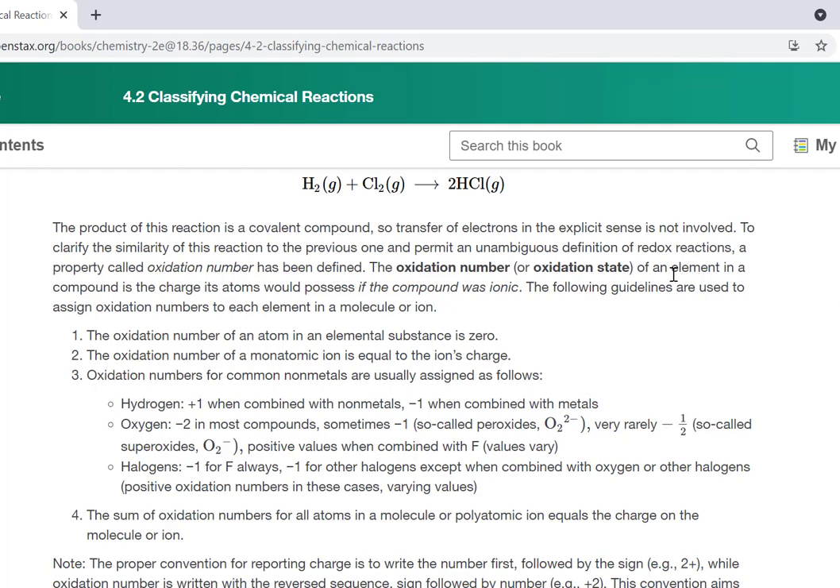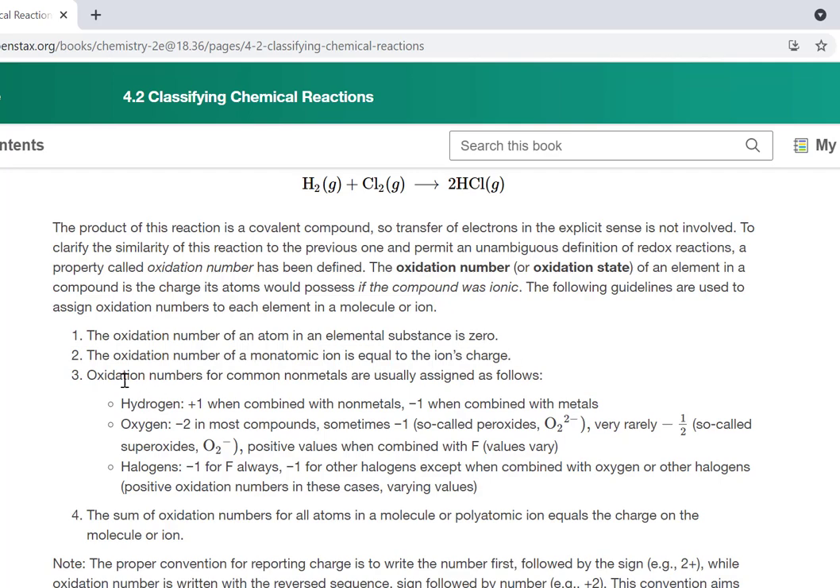You'll notice I said elements, so we're assigning the elements oxidation numbers. When we have a compound, we have to look at each element within the compound. So the first one is that if you have an atom in its elemental state, it is always 0. So anything by itself essentially will have an oxidation number of 0. So here in this reaction up here, hydrogen is by itself, it's 0. Chlorine is by itself, it is 0. Okay, those are their initial oxidation states.